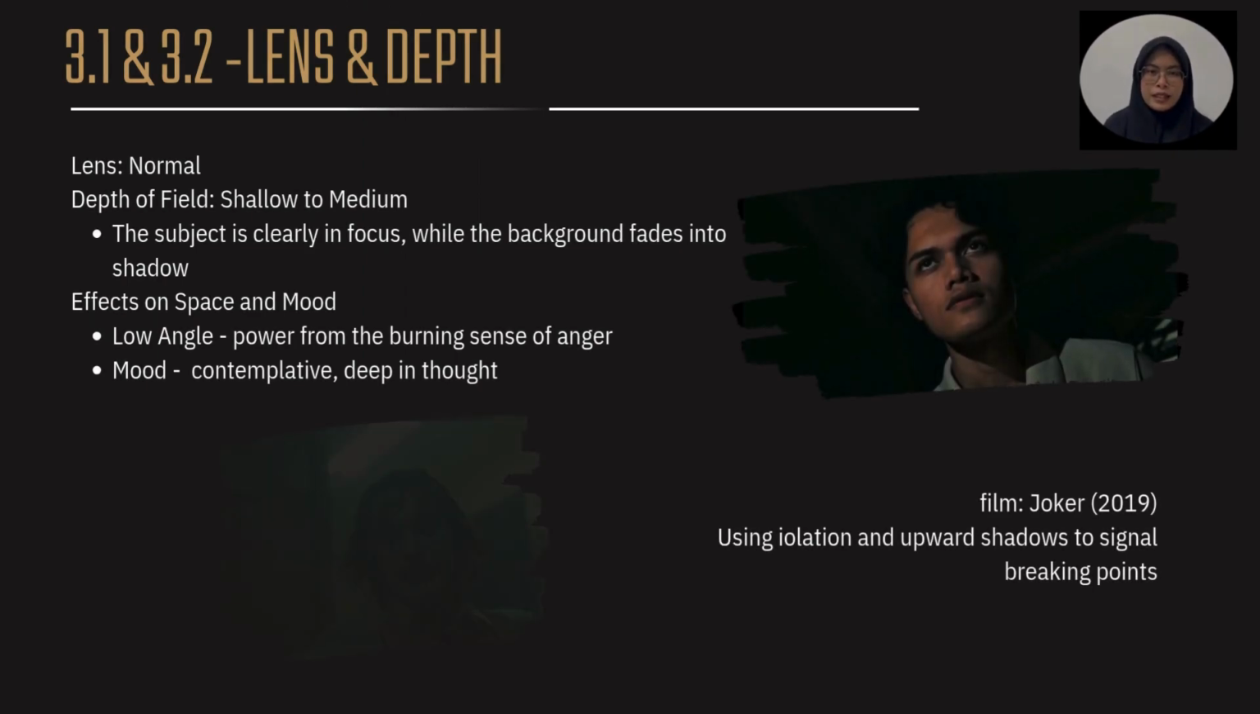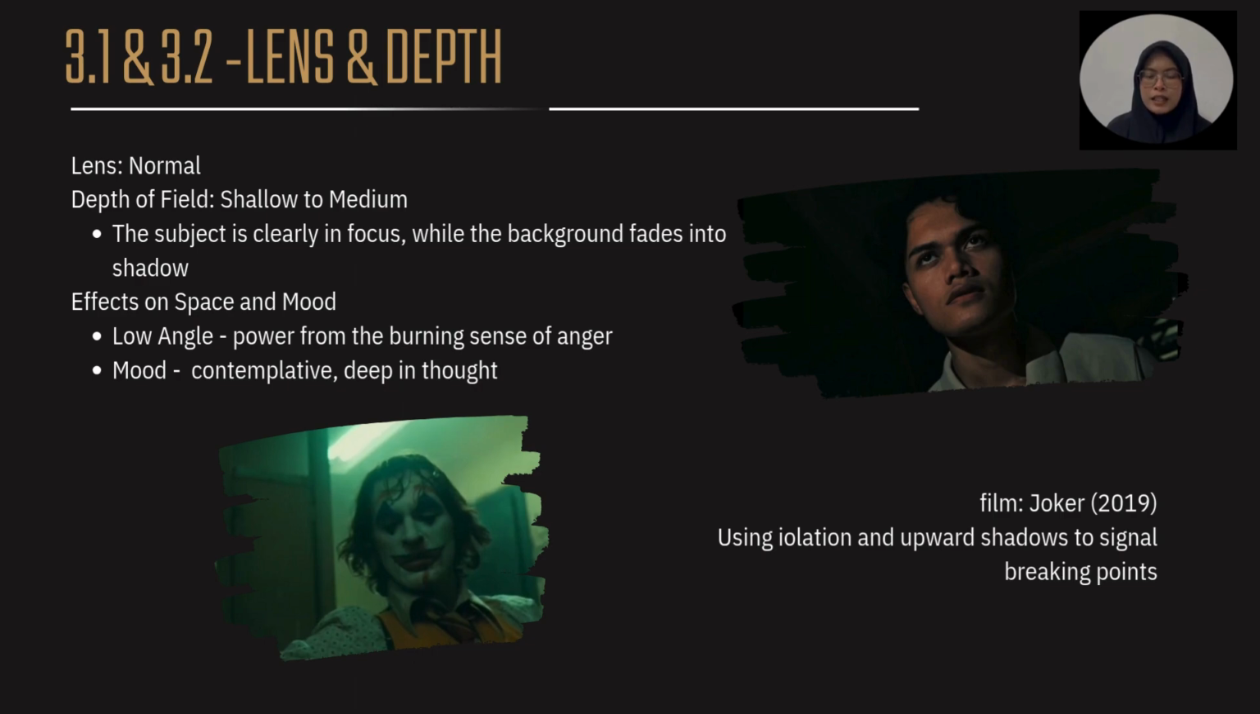Finally, the normal lens. It offers a shallow to medium depth of field. The subject remains clearly in focus, but the background gradually fades. This lens feels the most natural to our human eye and often supports character-driven emotion. When combined with low angles, it can show power or inner turmoil. In this Joker 2019 shot, we see isolation highlighted by shadows, giving a mood that's contemplative and intense, signaling emotional breaking points.